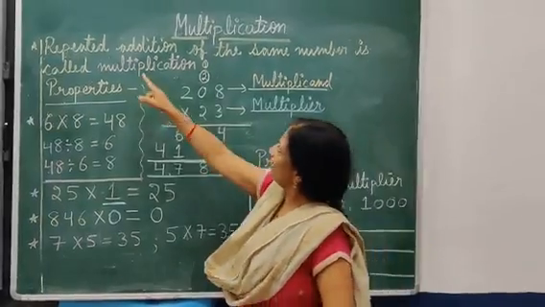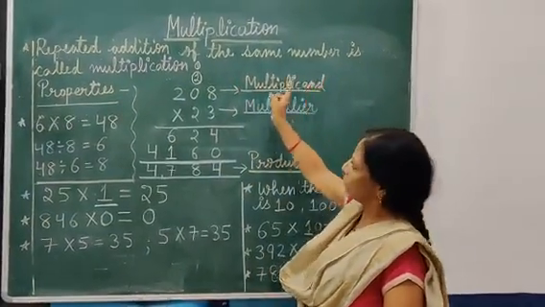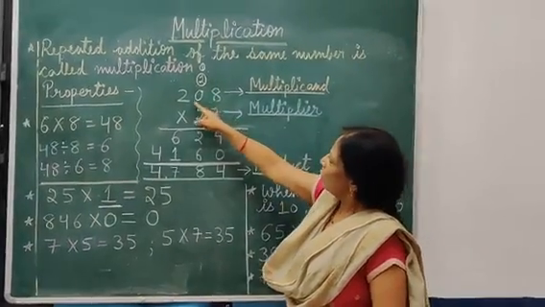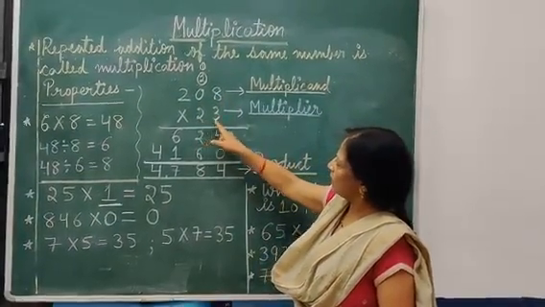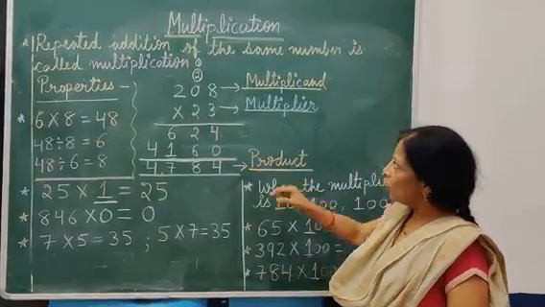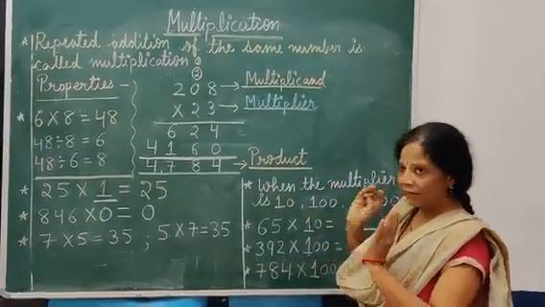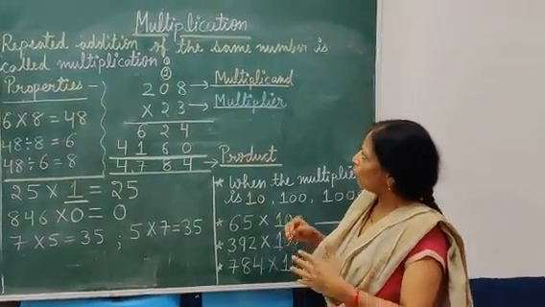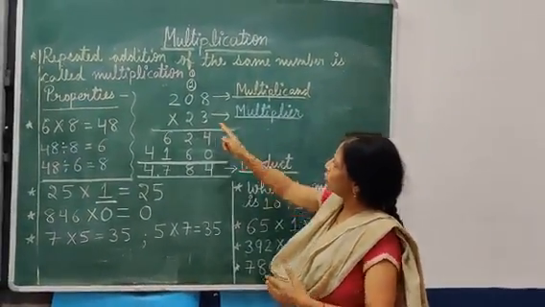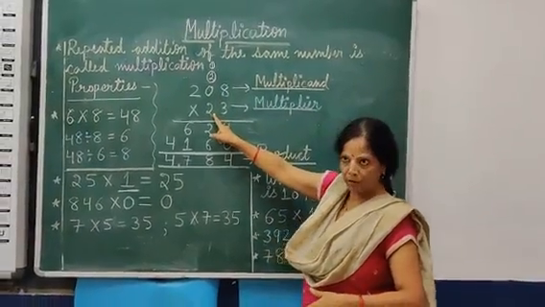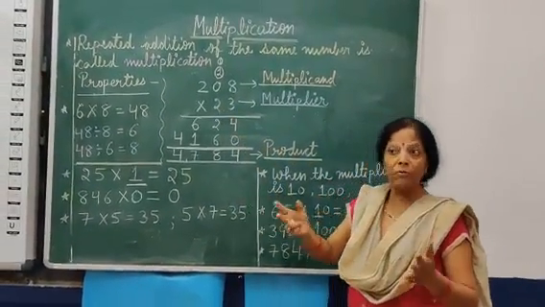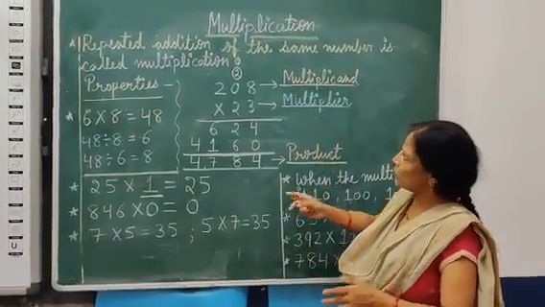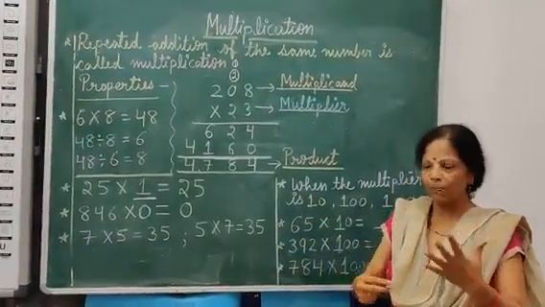Repeated addition of the same number is called multiplication. See children, 208 is multiplied by 23. As I told you, repeated addition is multiplication, so I have to repeat the number. How many times? 23 times I have to repeat this number. Can I do it? It will be very difficult. So it will be better for me to do it by multiplying.